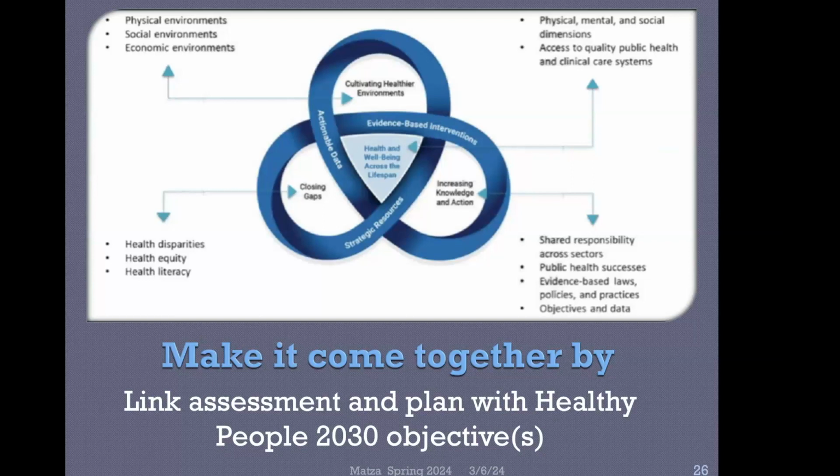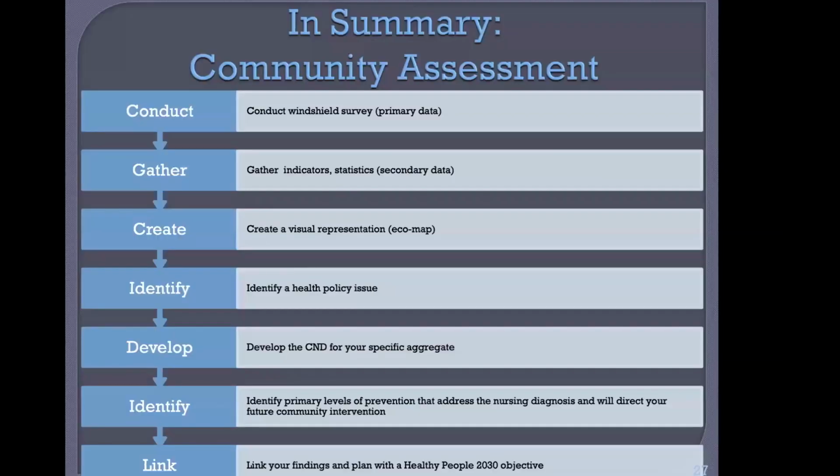So in summary, you will conduct a Winchell survey. You will gather information, indicators, statistics. You will interview. You will observe. You will create a visual representation of the resources. That will be your eco map. You will identify a health policy issue. You will develop the community nursing diagnosis for your specific aggregate or target group.